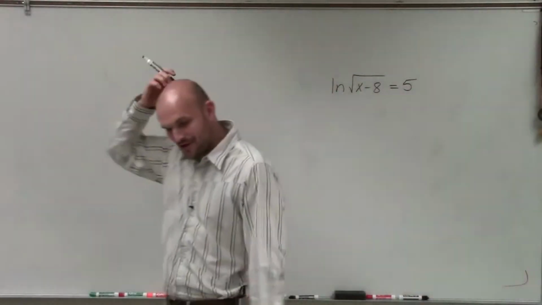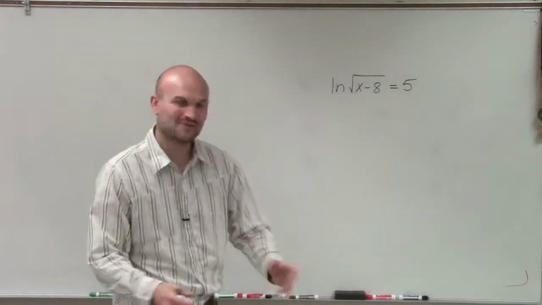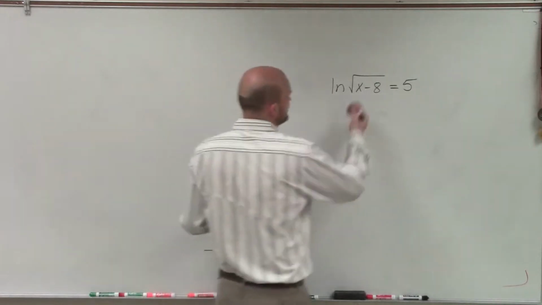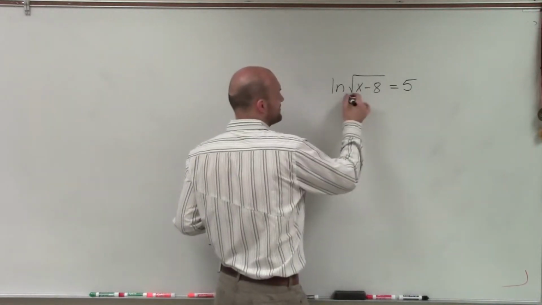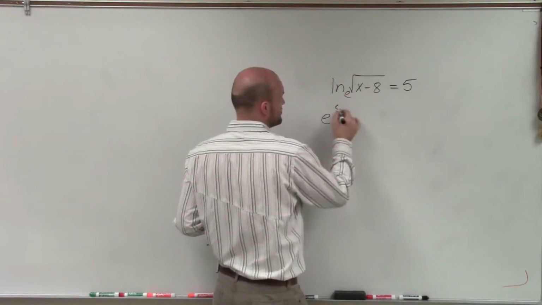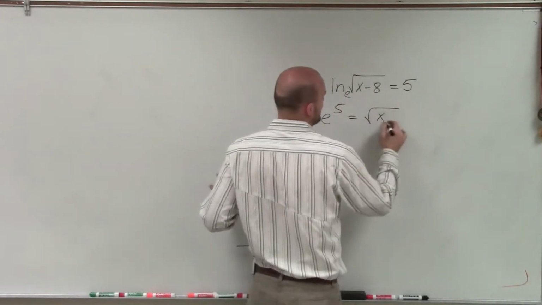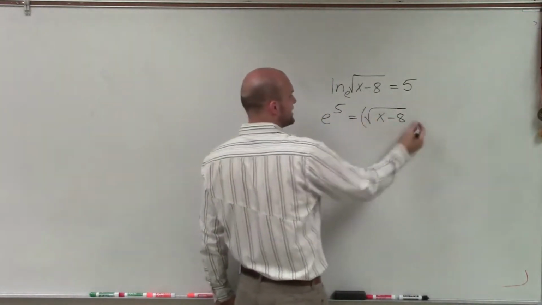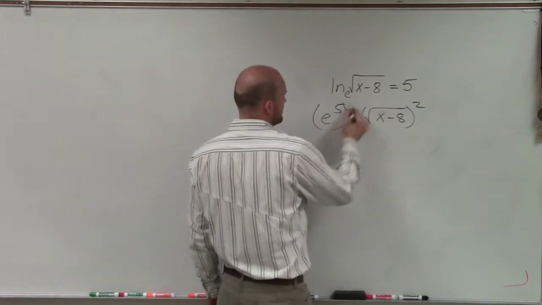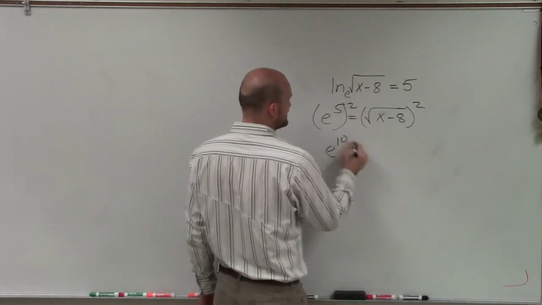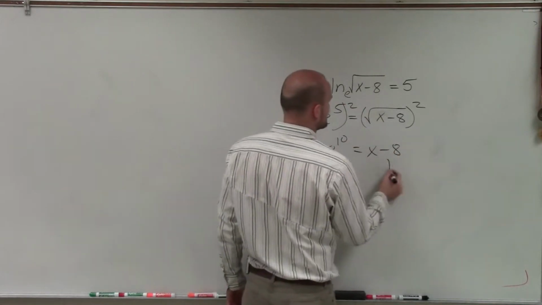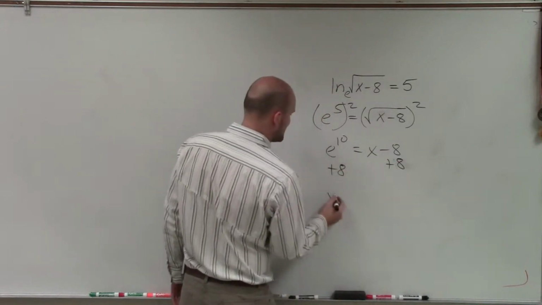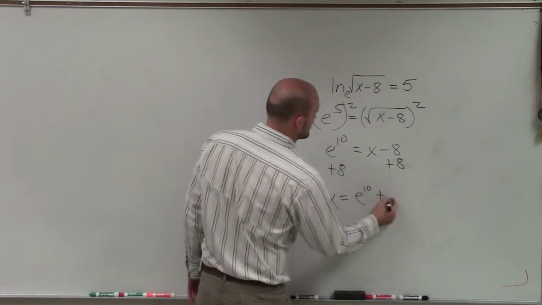All right, natural logarithm equation with the square root. Perfect. Now, there's a couple ways we can go about this. We automatically know that we have a logarithm naturally exposed here. So I could just go ahead and rewrite this in exponential form. So it'd be e to the 5th equals the square root of x minus 8. Then to solve for my x, I need to undo the square root. So I'd square both sides. So now I have e to the 10th equals x minus 8, and then I can simply add 8 to both sides. So therefore, x equals e to the 10th plus 8.